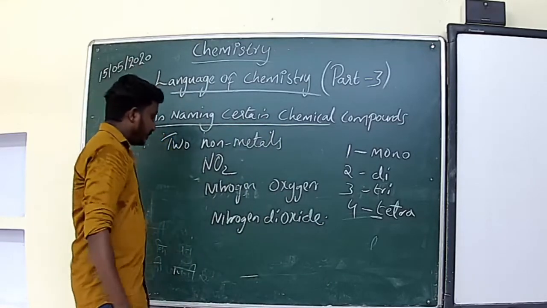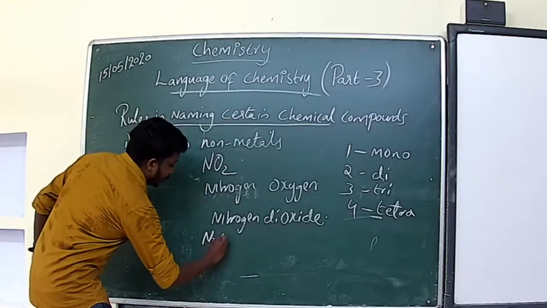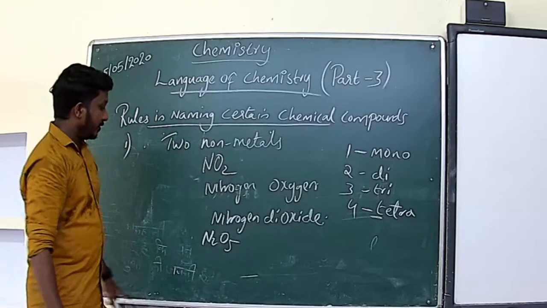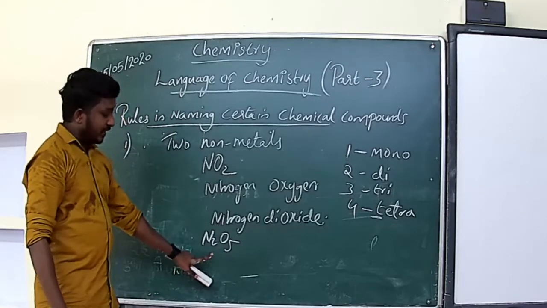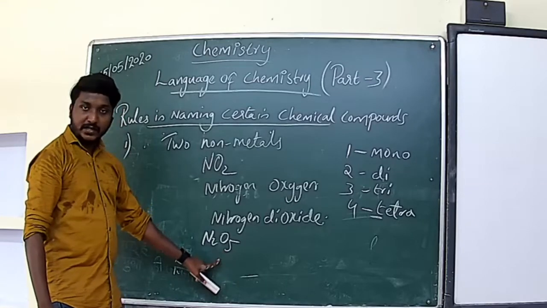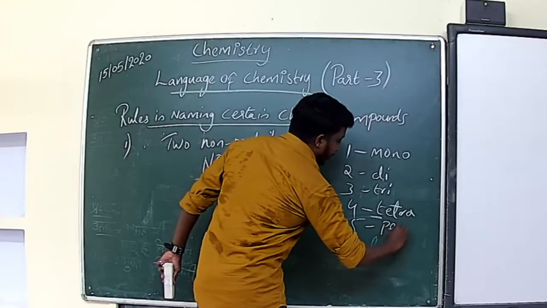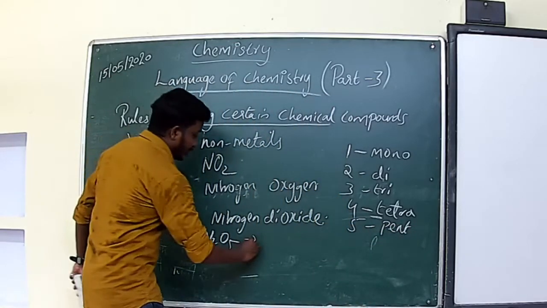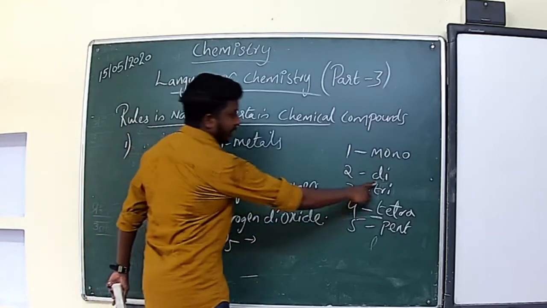Next, N2O5. Another example. How is the naming? Both are non-metal. Here we can see 2 atoms of nitrogen and 5 atoms of oxygen. So what is the name of this one? The 5 atoms will prefix with pent. Clear? So what is the name of this compound? How many atoms of nitrogen? 2. So if it is 2, we write di.